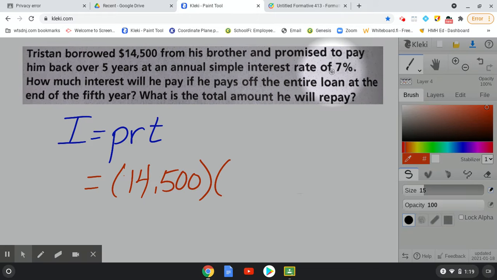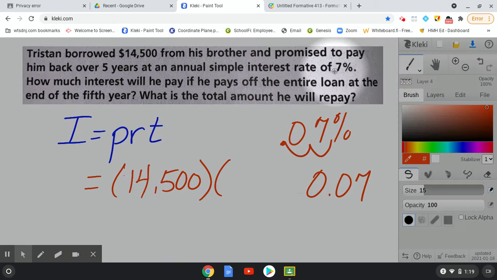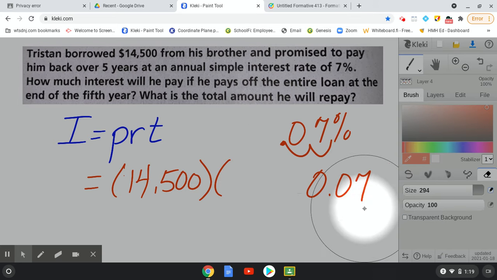You always want to put this in decimal form. Going from a percent to a decimal, there would have been a separate video on this. So if I had 7%, I'm going to take the percent sign and go 2 places to the left, and add a decimal point. So 7% is equivalent to 0.07. So you always want to put the interest rate in decimal form, okay? So let me just erase that really quick.